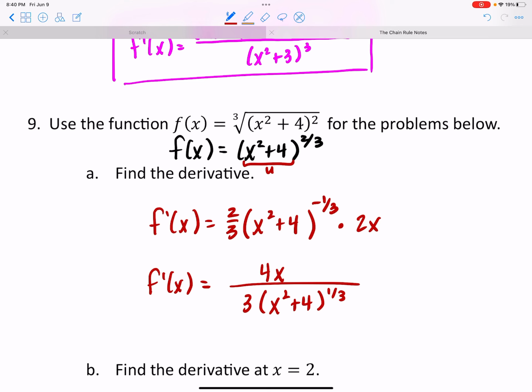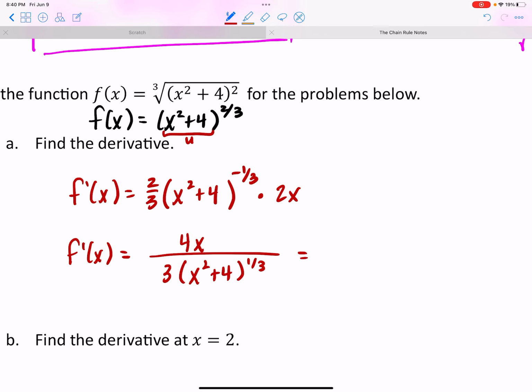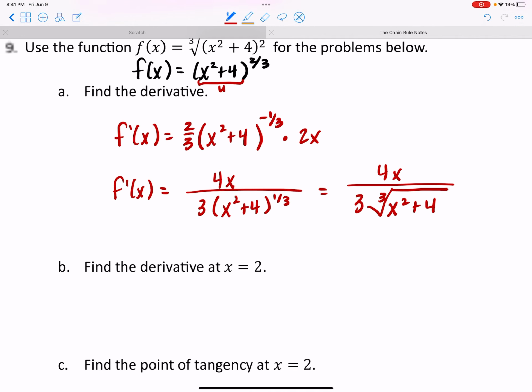And again, I started with the radical, so I'm going to go ahead and rewrite this with the radical. So we're looking at 4x in the numerator, and 3 times the cube root of x squared plus 4 to the first in my denominator. Alright, so there's my derivative. That's the general formula or equation I could use to find the slope at any point along this curve. Okay, so what we want to do now in part B is find this derivative at 2.